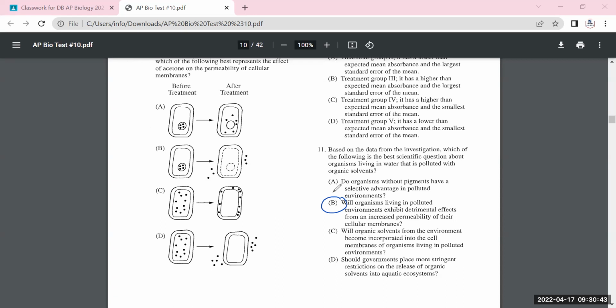Organic solvents from the environment become incorporated into the cell membranes of organisms living in polluted environments. The results do not show anything remotely related to that. Should governments place more stringent restrictions on the release of organic solvents into aquatic ecosystems? Yeah, not the question that this experiment is answering.